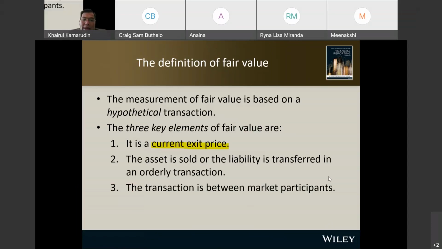Okay. The asset is sold or the liability is transferred in an orderly transaction. And the transaction is between market participants, between the buyer and the seller. So those are the three elements of fair value: the exit price, the price to sell the asset or the price to transfer the liability. Okay.